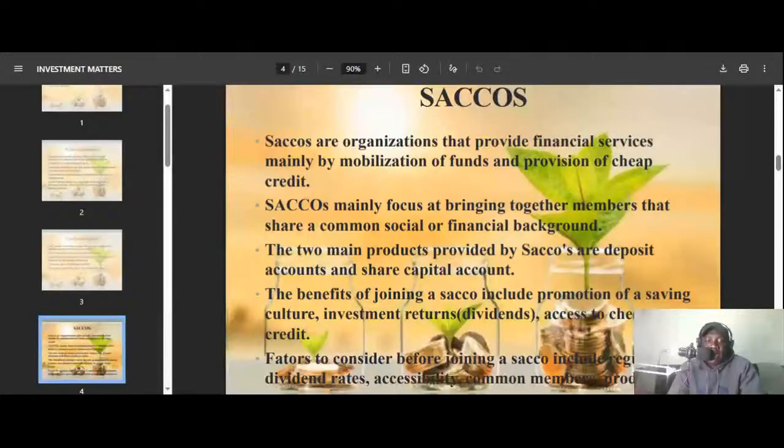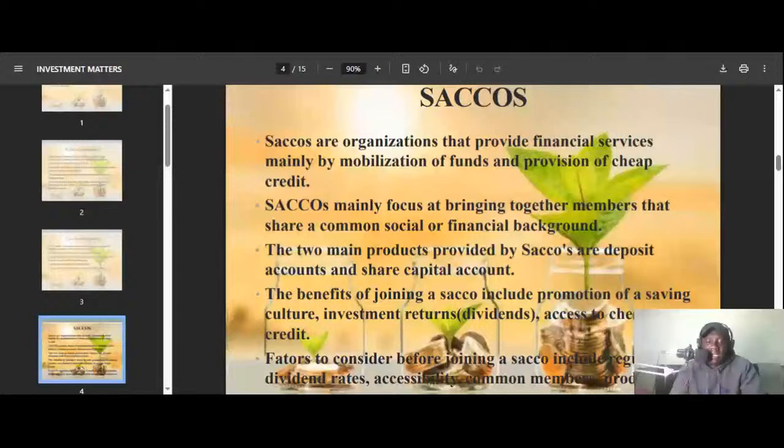One of the things that a SACCO lacks is liquidity. You can have deposits of 1 million shillings in a SACCO, and you need 500,000 out of that, and you cannot access that money. You'll be told to get a loan. So SACCOs do not have liquidity.